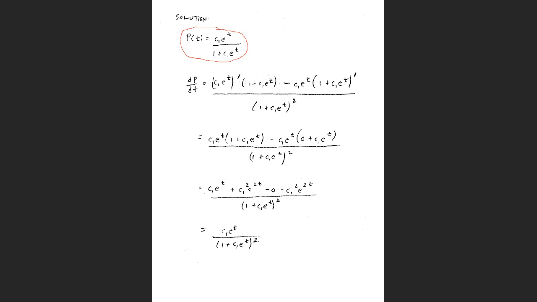Quotient rule, that's right. So we know that the derivative of a quotient, the derivative of the quotient f over g, is f prime times g minus f times g prime, all divided by g squared. And that's what I've done here.